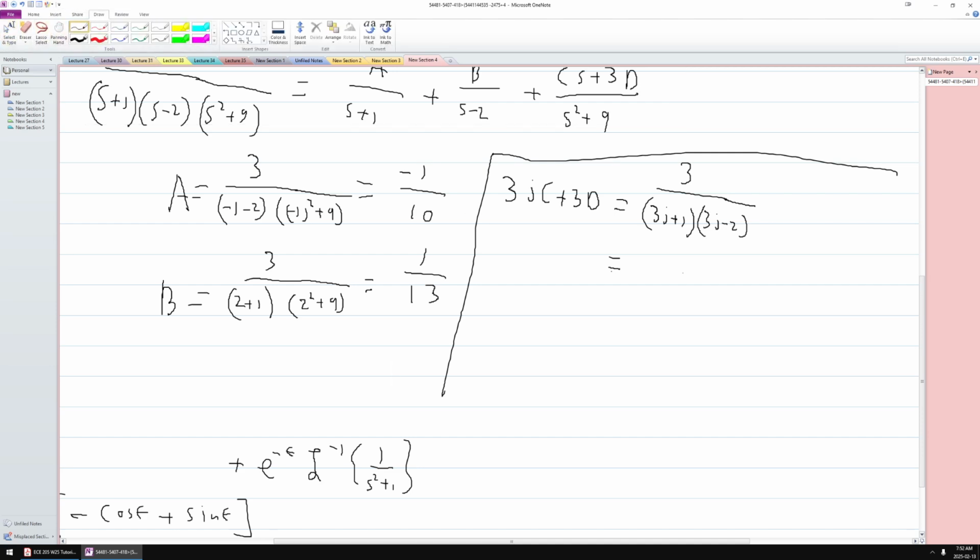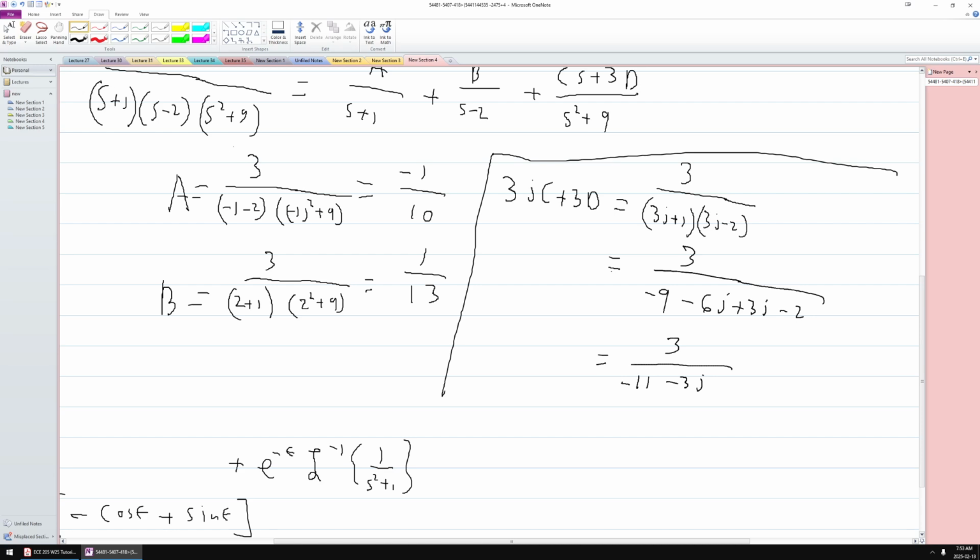There we go. So here I'm going to get 3 over 3j times 3j will give me a minus 9. 3j times negative 2 will give me a minus 6j. 3j times 1 will give me a plus 3j. And 1 times negative 2 will give me a minus 2. This cleans up. Here, 9 minus 2 gives me minus 11. These give me a minus 3. So minus 11 plus 3j.